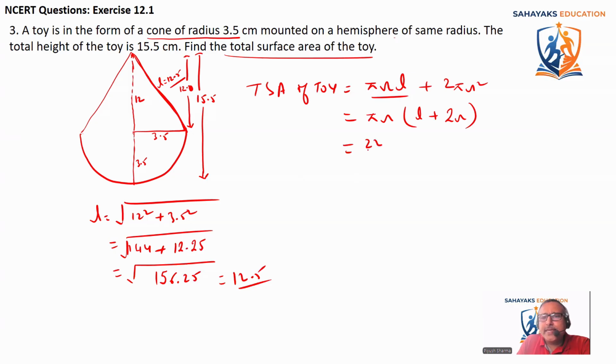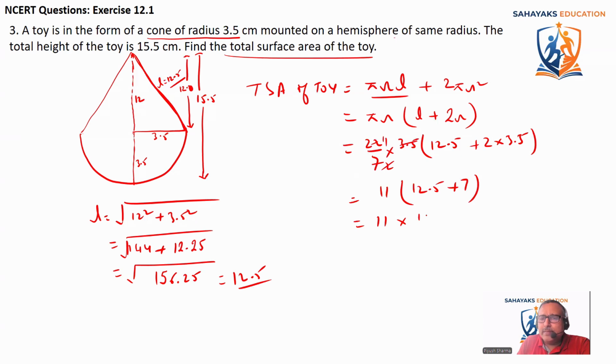It is 22 by 7 for pi. Radius is given as 3.5. L is 12.5 plus 2 times r. 2 times r is 2 into 3.5, so 3.5 times 2 is 7. So it comes as 11 multiplied by 12.5 plus 7, so it is 11 multiplied by 19.5. They have given simple calculations here so that you do not have to struggle much. It is 214.5 centimeter square. So this is the answer.